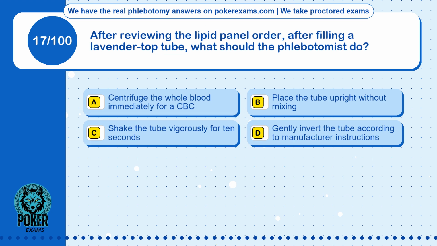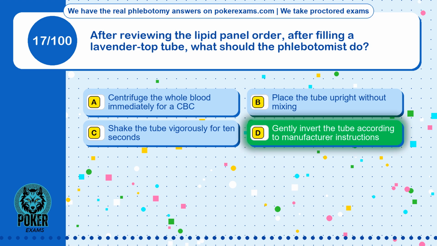Question 17. After reviewing the lipid panel order, after filling a lavender top tube, what should the phlebotomist do? Option A, centrifuge the whole blood immediately for a CBC. Option B, place the tube upright without mixing. Option C, shake the tube vigorously for 10 seconds. Option D, gently invert the tube according to manufacturer instructions.